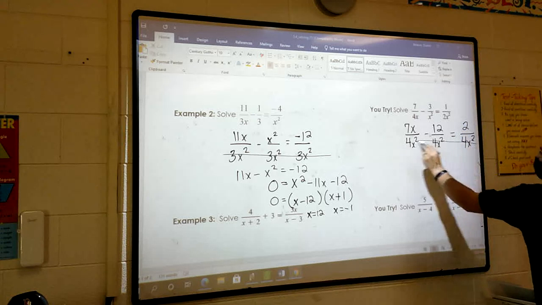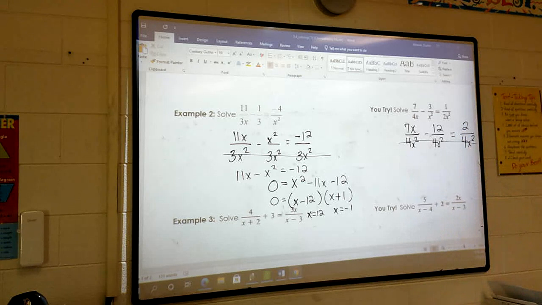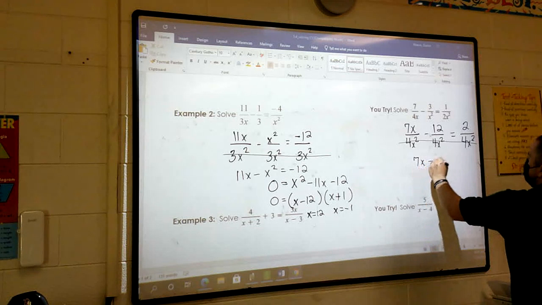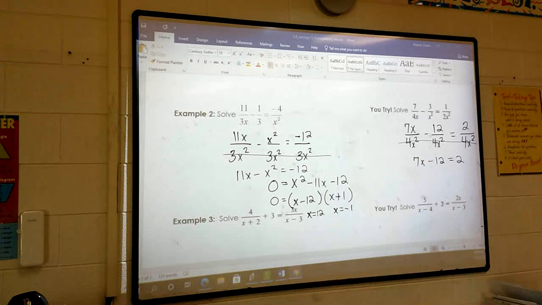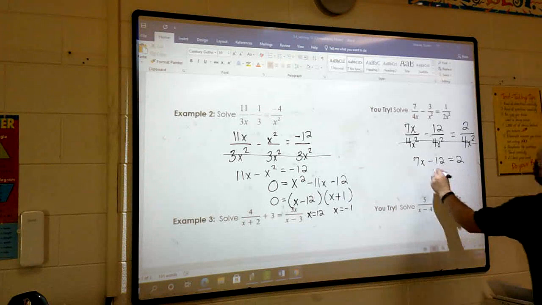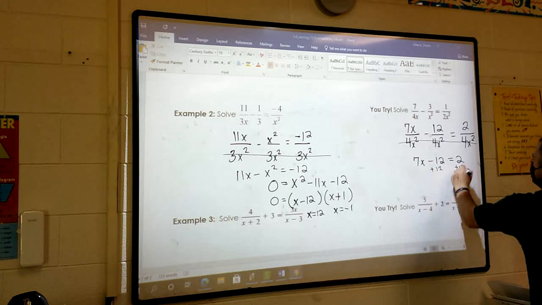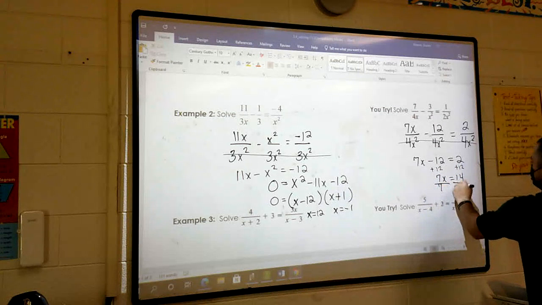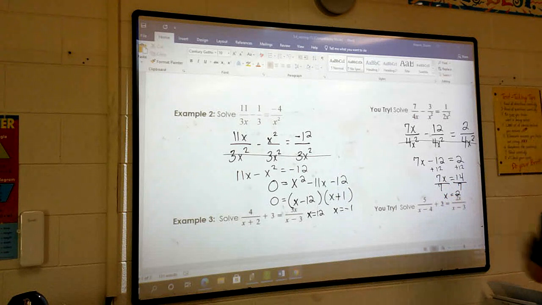Okay. Now we're able to cancel out all the denominators on the bottom. So we get 7x minus 12 equals 2. These are the ones we like, because it doesn't have an x squared in it, so we're good. So we can solve for x. We just got to add 12 to the right side. And we get 7x equals 14. And when we divide by 7, what do we get? Yep, x equals 2. And that would be our final answer for example number 2. So we're good there.